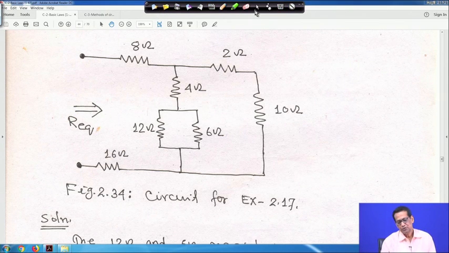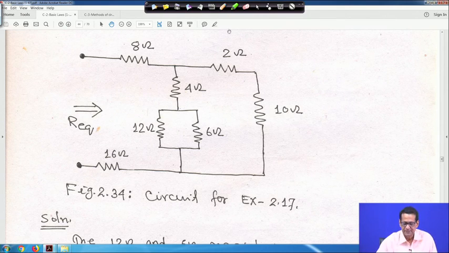So, here 2 ohm, and if you look at this 2 ohm and this 2 ohm and 10 ohm, these two resistances are in series, right. At the same time this 12 ohm and 6 ohm, they are in parallel, right. So, 10 plus 2 will be 12, and 12 and 6 are in parallel. So, 12 into 6 by 12 plus 6, so 72 by 18, so 4 ohm. 4 ohm again will be in series, and again this 8 ohm will be in parallel to 12 ohm resistance.